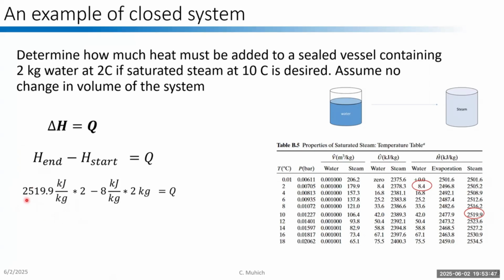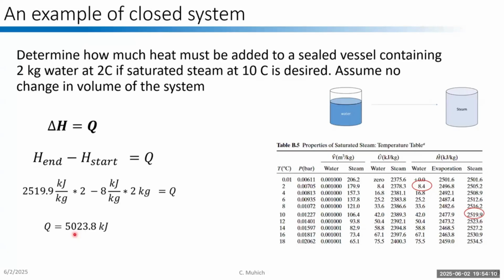I have 2,500 kilojoules per kilogram. I have 2 kilograms in my system. At the beginning, I have 8.4 kilojoules per kilogram. I have 2 kilograms. So in the end, I need to put in 5,000 and change kilojoules.